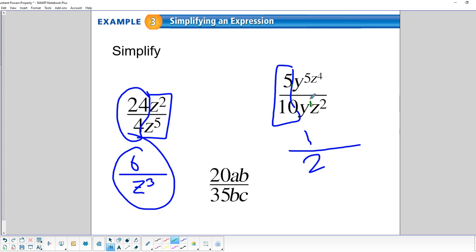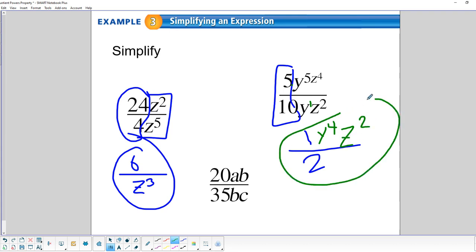And 1 on the bottom, so there's actually 4 more y exponents on the top than there is on the bottom. And then on the z's, there's z to the fourth on the top, z to the second on the bottom. So there's 2 more z's on the top than there is on the bottom. And there's our simplified version. 1 y to the fourth, z to the second over 2.